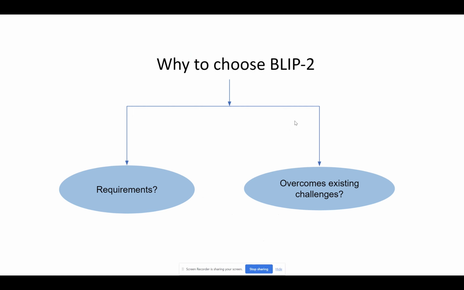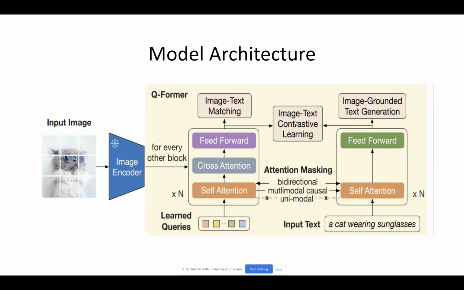And with BLIP-2, its efficient training strategy bridges the gap between the pre-trained image model and the pre-trained language model with its lightweight query transformer, which is pre-trained in two steps. So that's why BLIP-2 is a very popular model right now. That was the brief overview of the model, and now let's dwell into the model architecture.